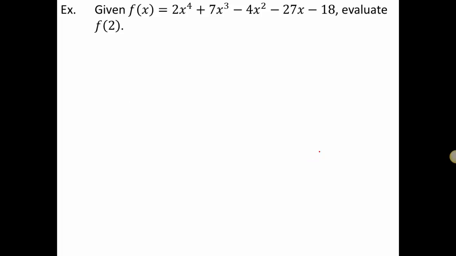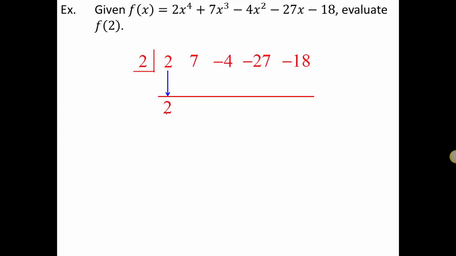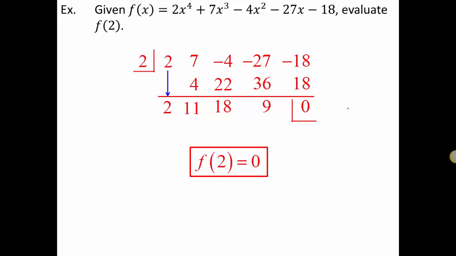Alright, first one first, second one second. So I'm going to set up my synthetic division. Coefficients go on the inside, and then the 2 will go on the outside. Drop down the first term, multiply, add, multiply, add, multiply, add, multiply, add. So I get 0 as my remainder, so f of 2 is 0.